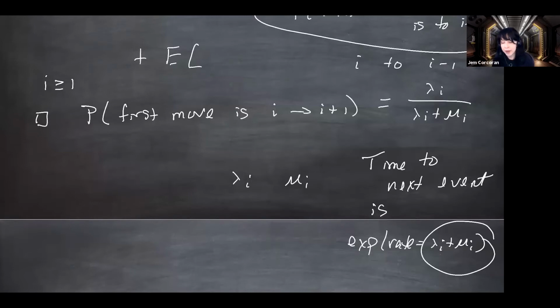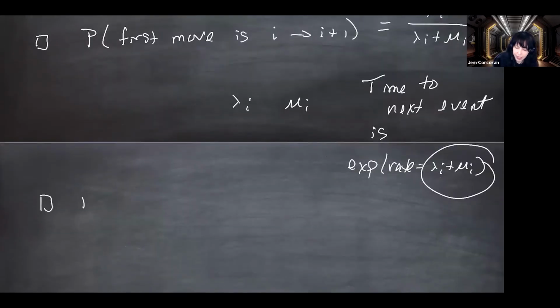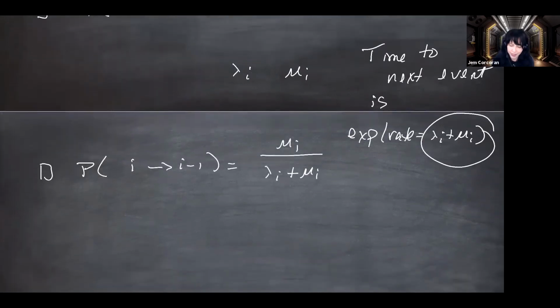But yeah, to i-1, that's going to be mu_i over lambda_i plus mu_i. So the probability the first move is from i to i-1 is going to be the death rate over the total rate of change of this thing. So that's 2 out of the 4 things that I need to find the expectation, because we had a conditional expectation times a probability plus another conditional expectation times a probability. So those are the 2 probabilities. So let's look at the conditional expectations.